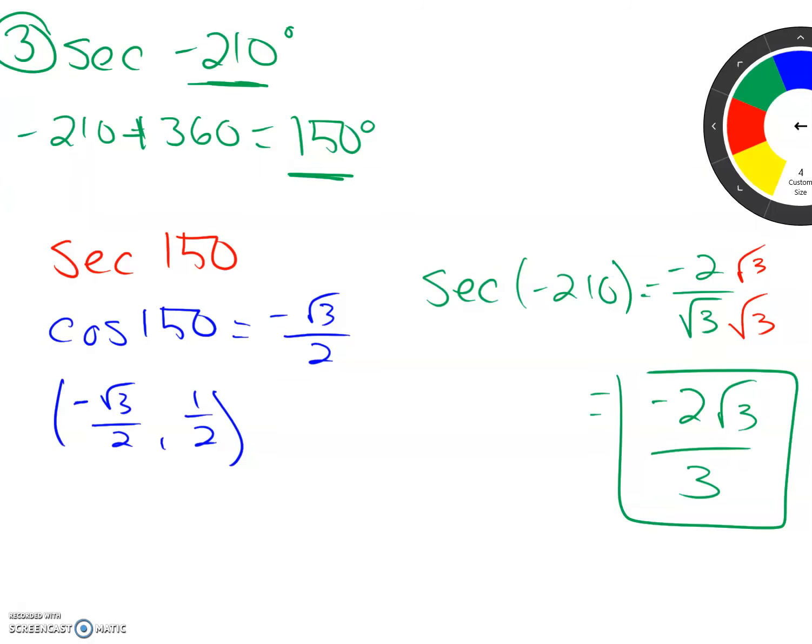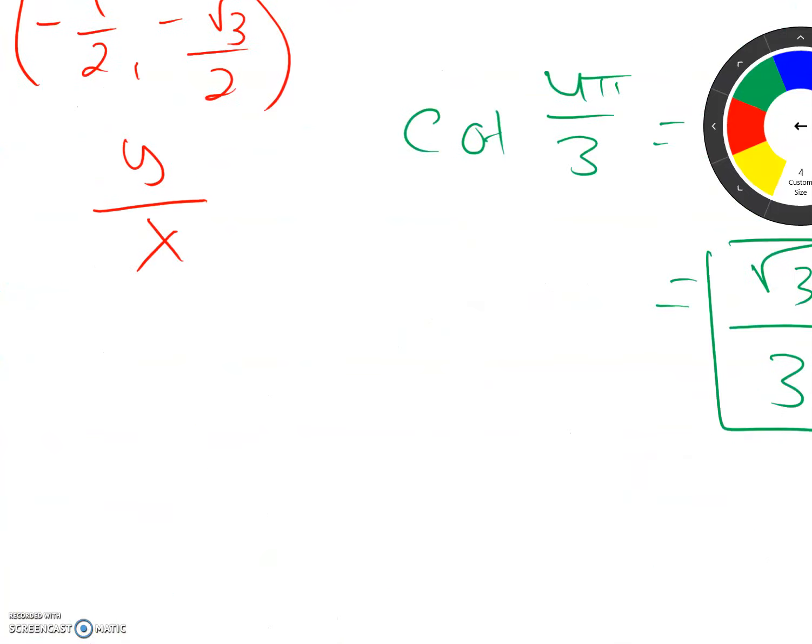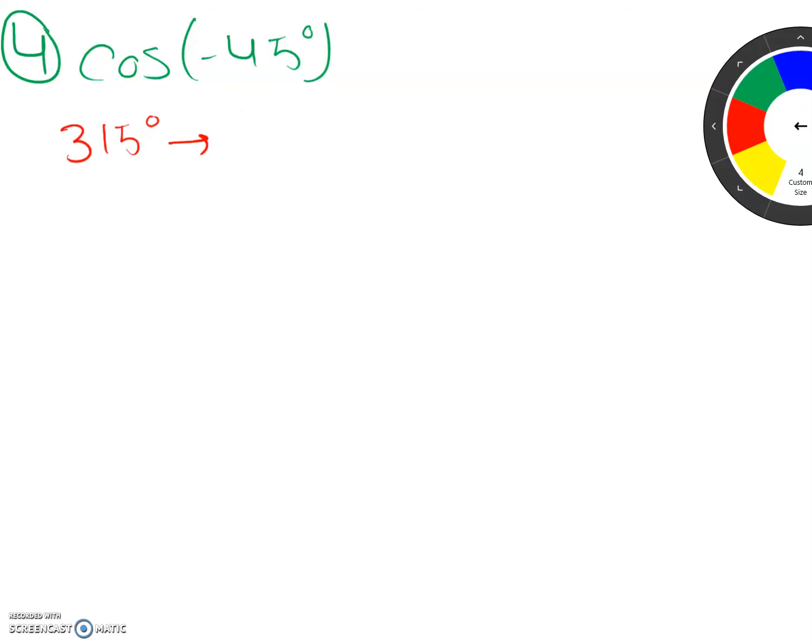All right, so we've done 1, 2, and 3. Okay, let's look at number 4. Cosine negative 45 degrees. Well, hopefully you all know that that's quadrant 4. If not, you could add 360. Negative 45 degrees is in the same spot as 315 degrees, where your coordinate is root 2 over 2, negative root 2 over 2. So cosine is just going to be your x-coordinate.